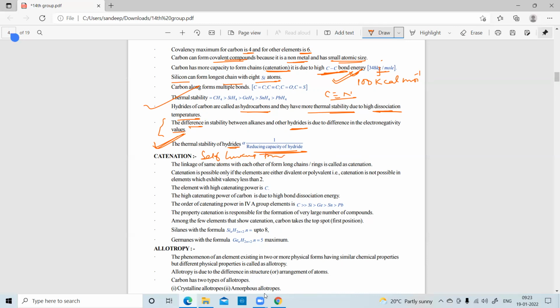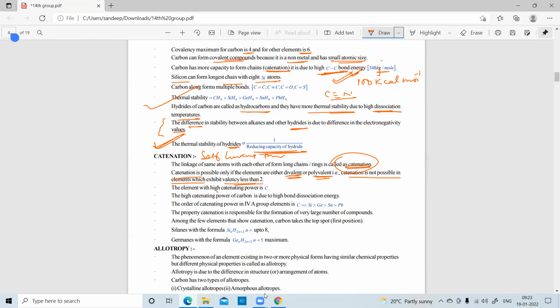The linkage of same atoms with each other to form long chains or rings is called catenation. This is very prominent in the case of carbon. Catenation is only possible if the elements are either divalent or polyvalent, that is, they can form 2 bonds or many bonds. Catenation is not possible in elements that exhibit valency less than 2, so it is not possible for univalent elements.